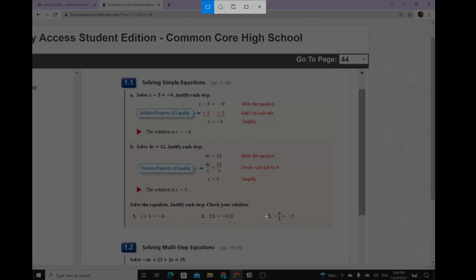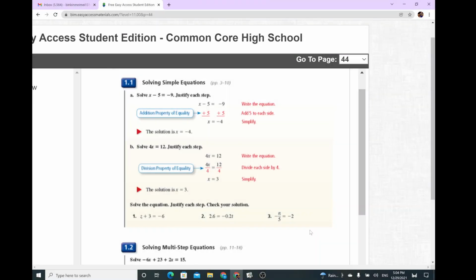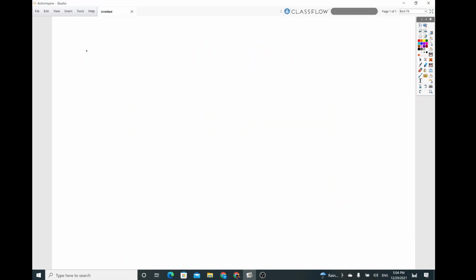So now let's take a look at number 2 and 3, solving the one-step equation. Let me just snip these 2 problems and put them right here on the whiteboard. The first one is 2.6 equals negative 0.2 times t. As you may notice, t is the variable. Anytime you see things like this, you want to find the operation. The operation here is multiplication. Whatever the operation we find, we always want to do the inverse operation. The inverse operation of multiplication is division. So we divide both sides by negative 0.2.